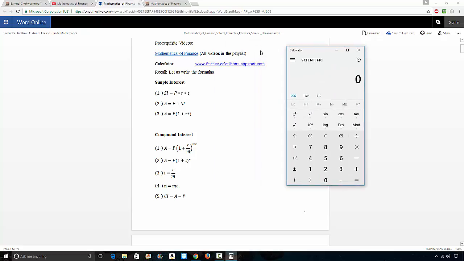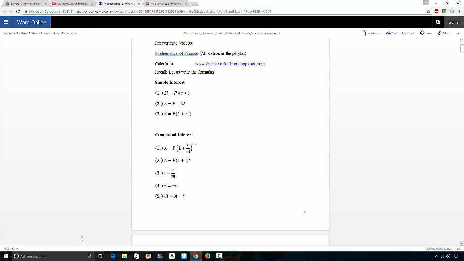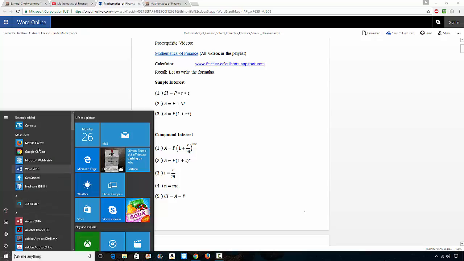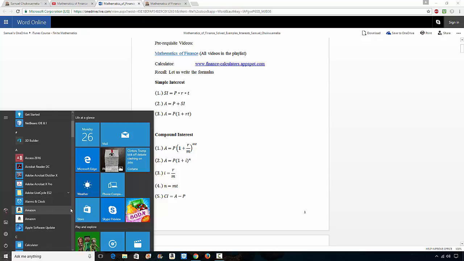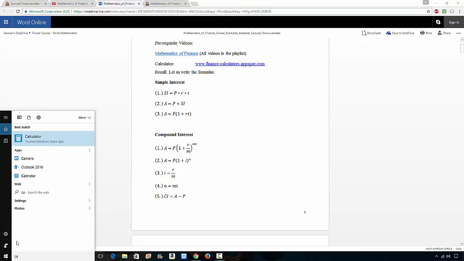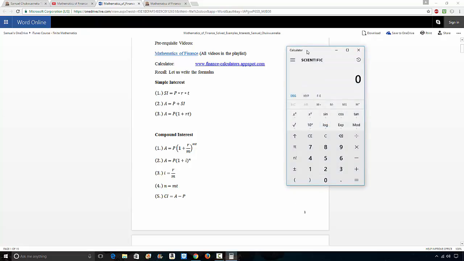Okay, if you are not using Windows 10, you can do this. You can go to this Windows icon and look for accessories. It's usually under A. Is a folder under A, accessories, and under the accessories you can find the calculator. Okay, but if you're using Windows 10, just type in calculator here, and it is a desktop app, trusted Windows Store app. Just click on it.